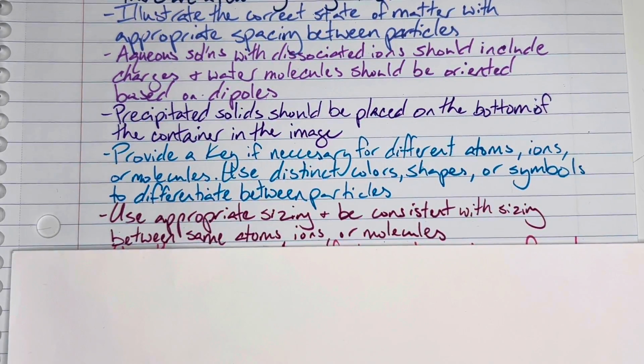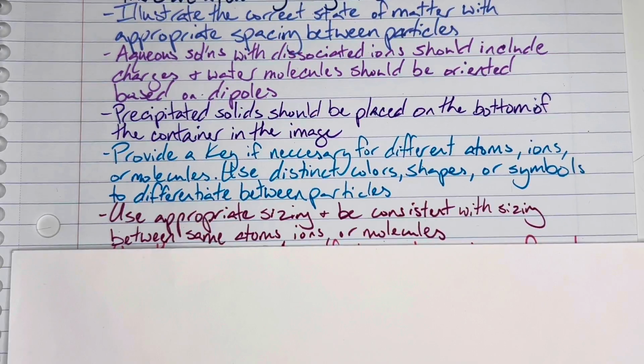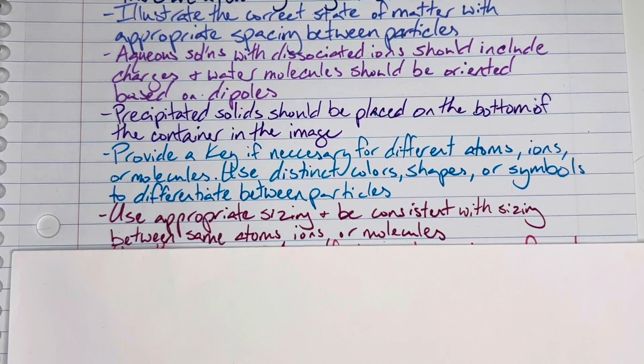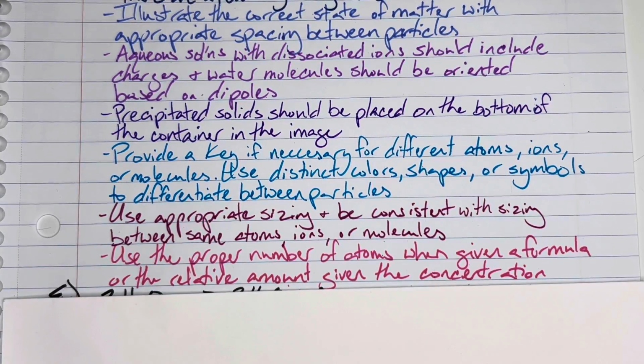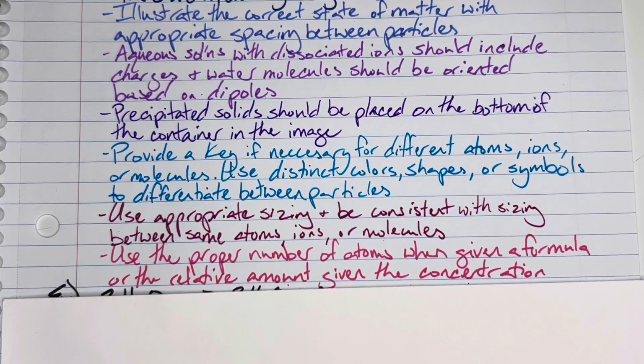Make sure also that you're using appropriate sizing and be consistent with your sizing for things that are the same. So same atoms, ions, or molecules should be the same size throughout your particulate diagram. And lastly, make sure to use the proper number of atoms when given a formula, or the relative concentration if you're given a concentration.